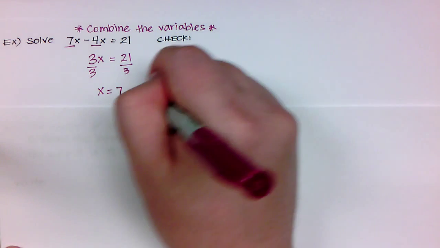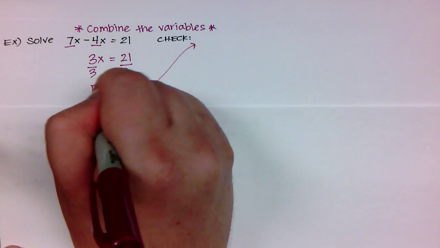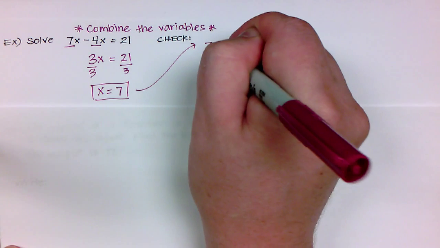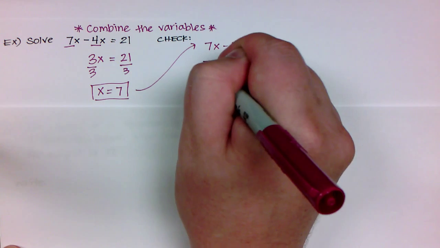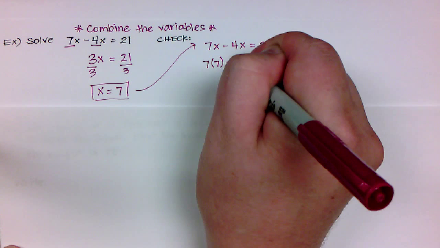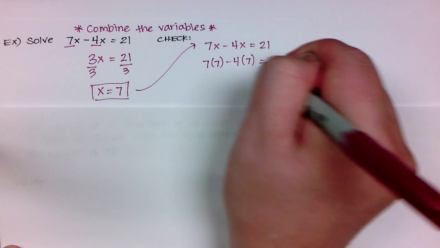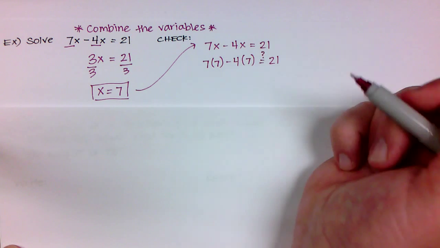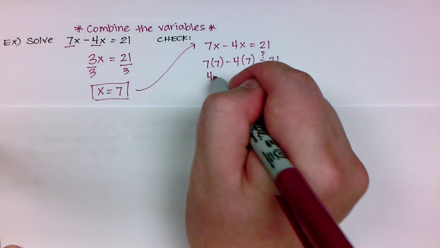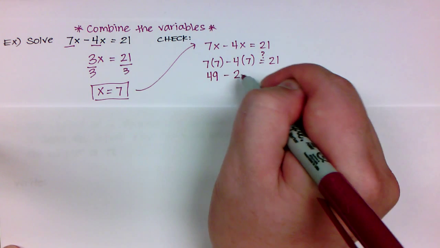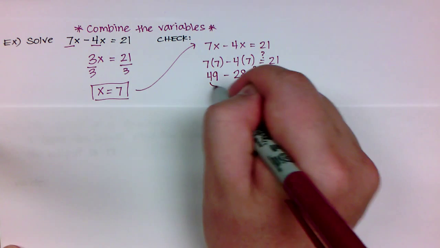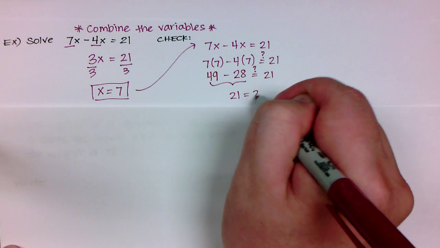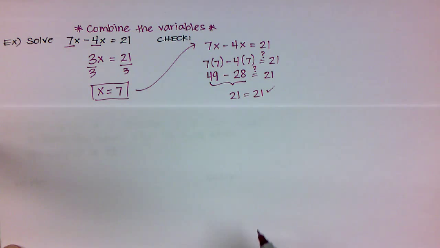Let's go ahead and check to make sure that our solution does work out. Rewrite what I have. 7x minus 4x is equal to 21. When I plug in 7, we want to see if it matches this right-hand side. That's why I put a question mark. Let's see. 7 times 7 is 49. 4 times 7 is 28. And 49 minus 28, yep, that is 21. So I did find the correct solution. It is x is equal to 7.